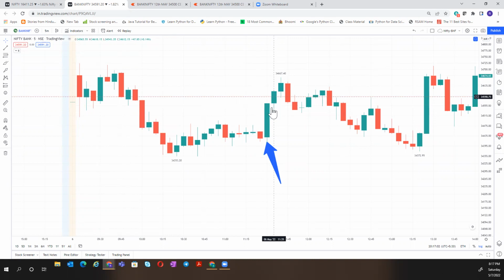Hey, what is this? What am I talking about? Sorry, this close. 34,564. This opening is 34,560. Slightly, it opens at the same level. This candle qualifies. It opens at the same level.